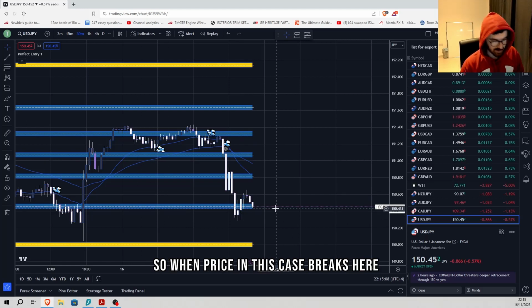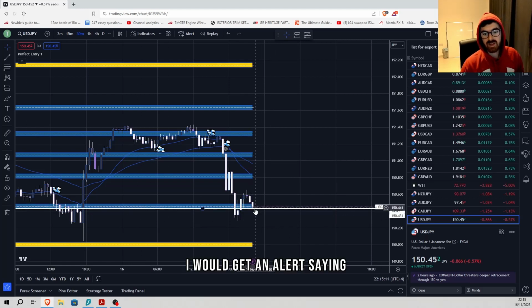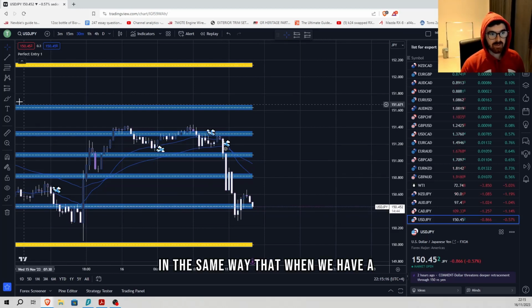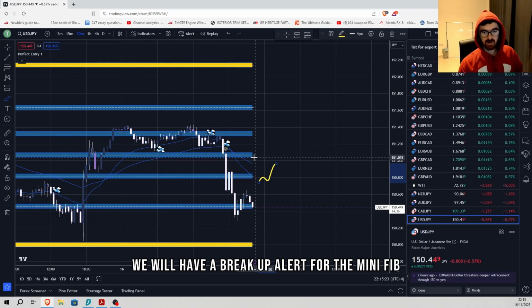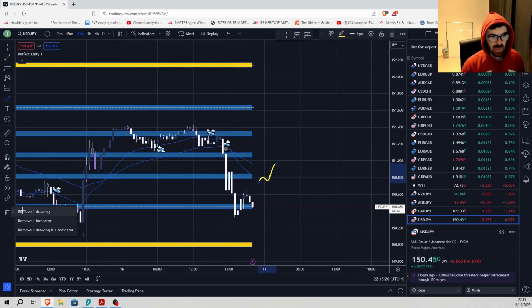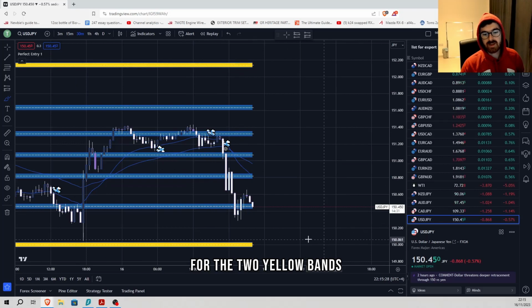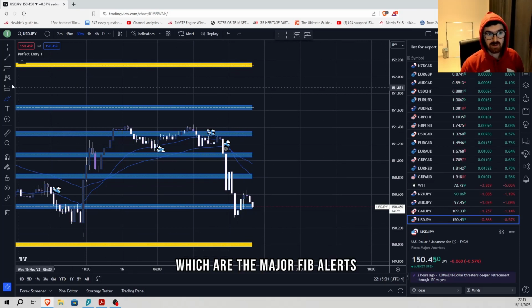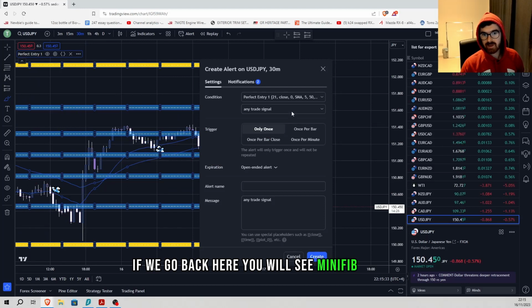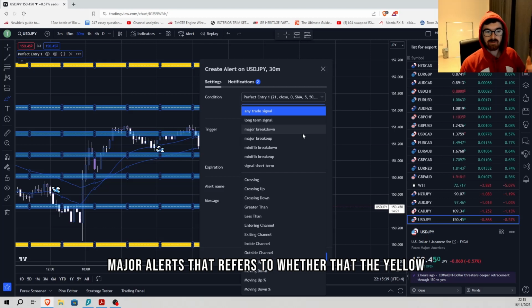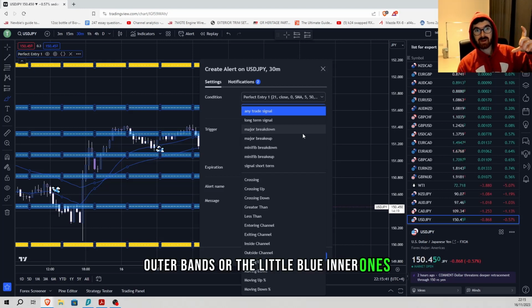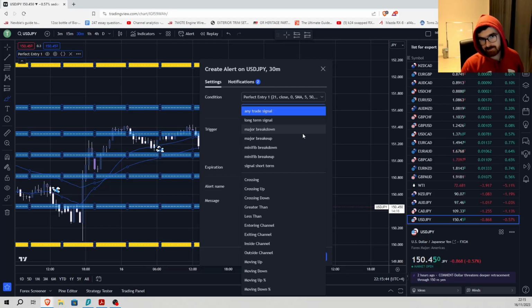So when price, in this case, breaks here, I would get an alert saying we've had a mini fib breakdown. In the same way, when we have two candles doing that and breaking up and through, we will have a break up alert for the mini fib. The same thing can also be said for the two yellow bands, which are the major fib alerts. So if we go back here, you'll see mini fib alerts, major alerts. That refers to whether they're the yellow outer bands or the little blue inner ones.